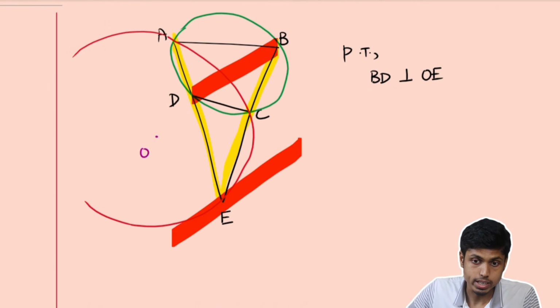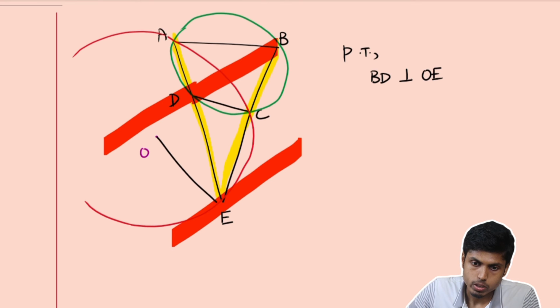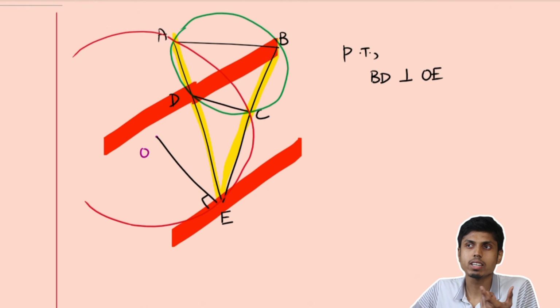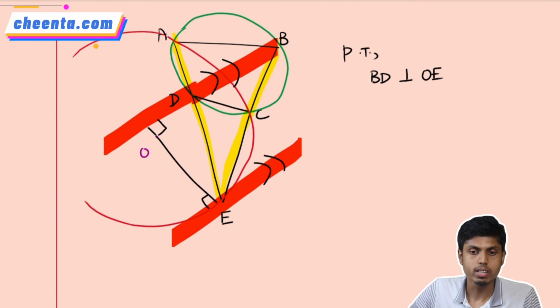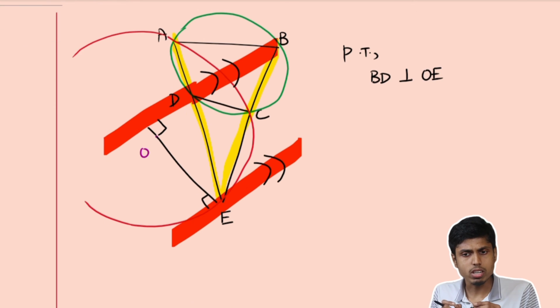And now it is immediate, because I know that OE is already perpendicular to the tangent at E. That's the definition, a trivial property of the tangent at a point. So when I extend OE, it will of course be perpendicular to BD, because BD itself is parallel to the tangent at E. So by just observing this simple configuration using Reim's theorem, you can derive some amazing properties that are not trivial. I hope you understood how we exploited the property of Reim's theorem.